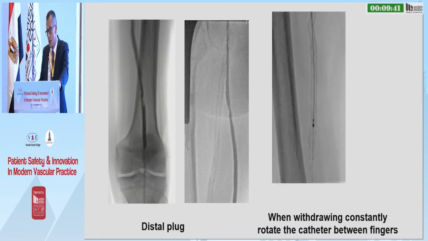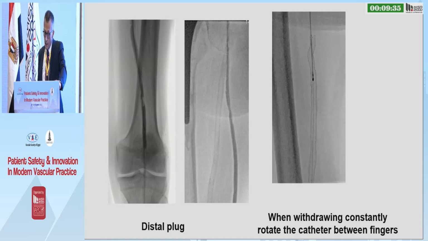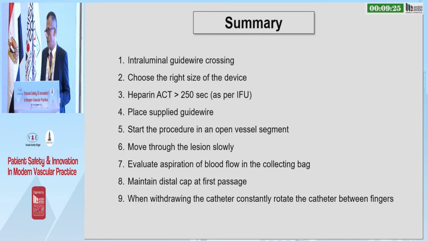And again, to reduce the risk of distal embolization, I think a really important maneuver is to withdraw the device while maintaining rotation and therefore maintaining aspiration. So this is to summarize all the steps, tips and tricks that we have to keep in mind when we decide to use Rotarex.